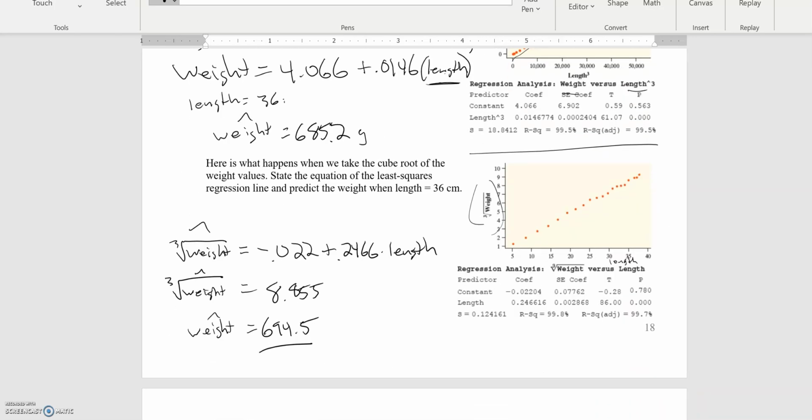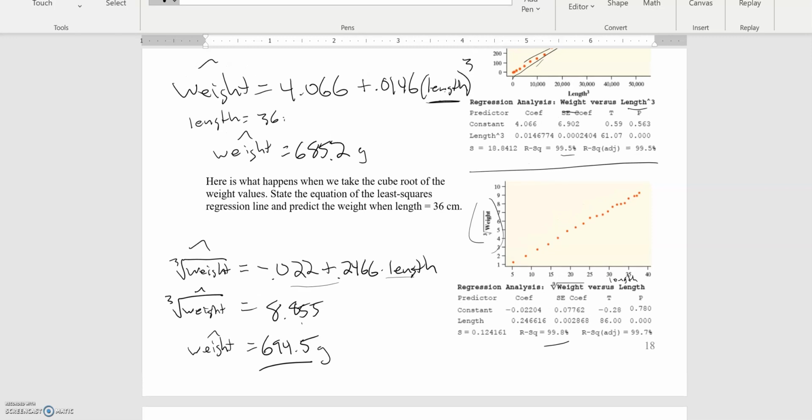The other one is I plugged 36 into this equation. So when I plugged 36 in, I could work out this side, and I ended up with this. And then I just had to cube both sides. Just cube this, and I got the weight hat being 694.5 grams. Slightly different, but you can see they're basically the same. And you can see that our R-squareds were really, really good using these models, which is some evidence that it's an improved model.